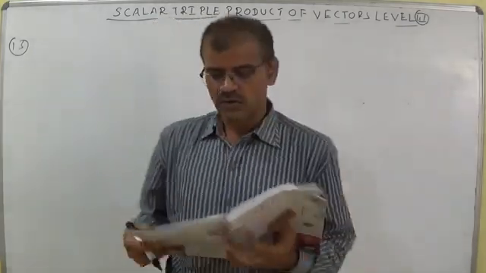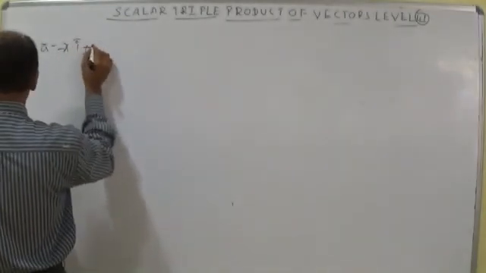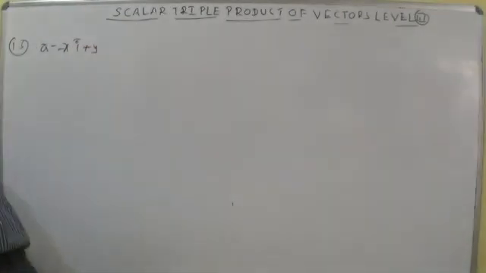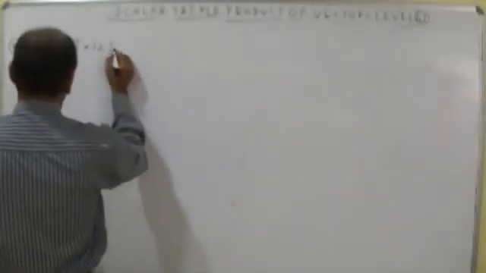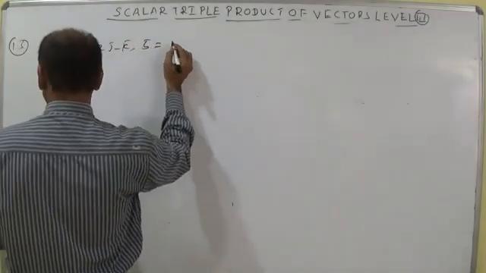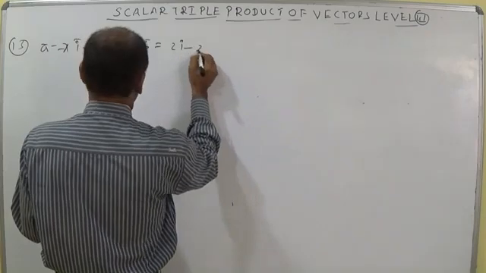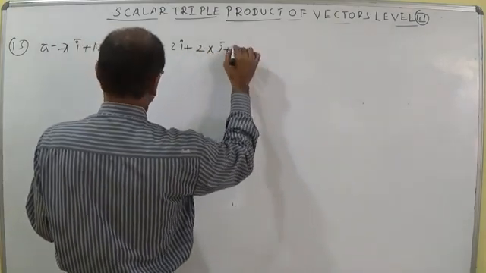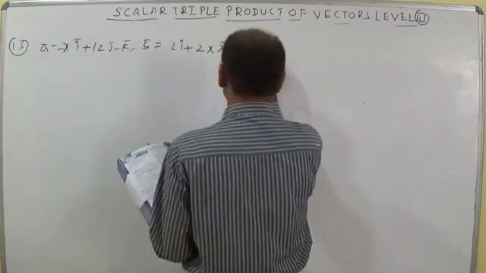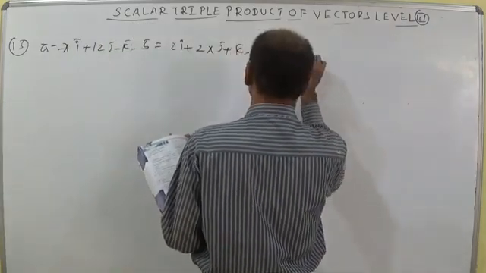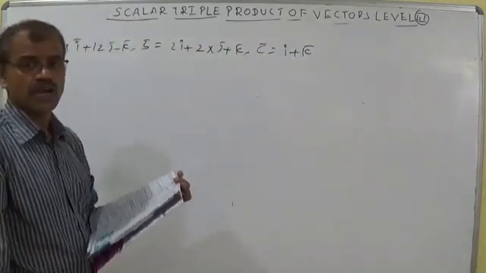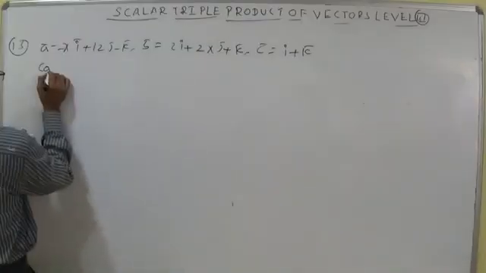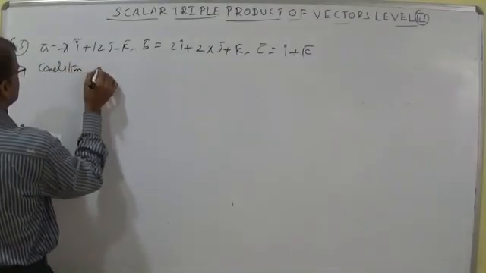13th question. A bar is equal to xi plus 12j minus k, and b bar is equal to 2i plus 2xj plus k, and c bar is given as i plus k. Given that a, b, c form a right-handed system, find the condition.